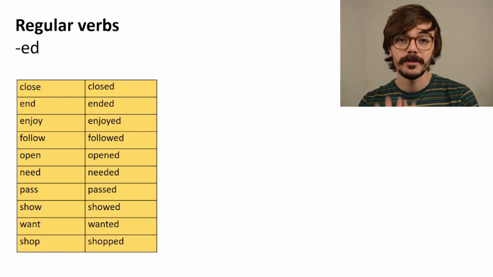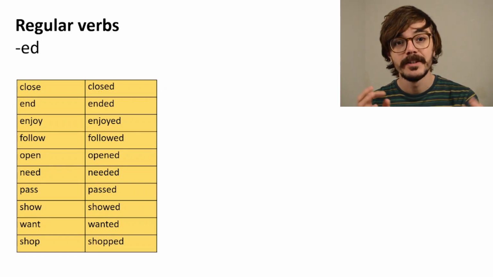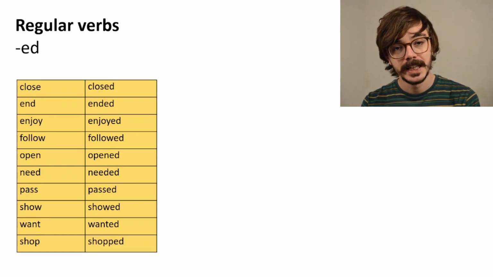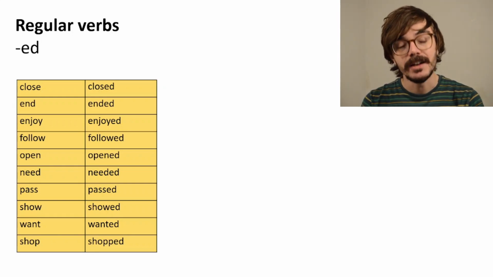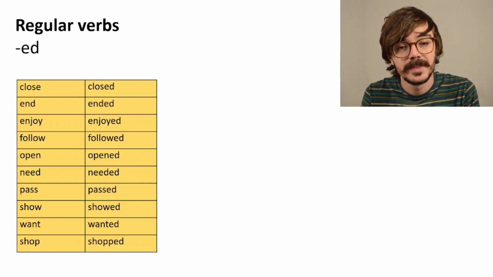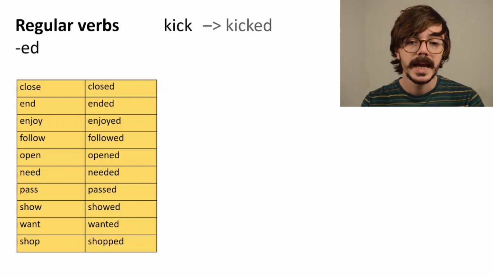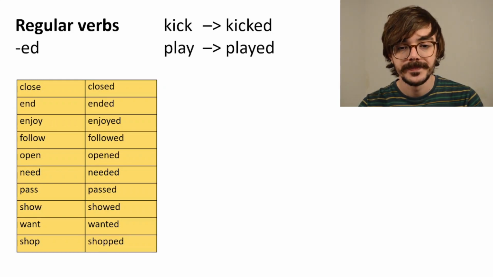So, how do we form a past simple verb? Well, first of all, regular verbs. Regular verbs follow the same rule. So the regular rule is we just put ed on the end of the verb, and then it's a past tense verb. 2 examples: kick, kicked, play, played. Both of them have ed on the end.